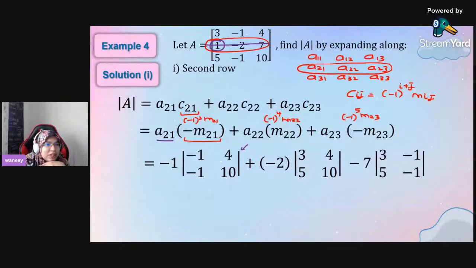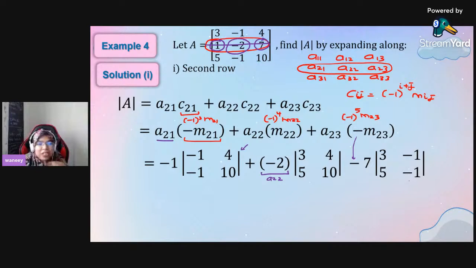A22, the value itself is negative 2. So negative 2 over here, this is A22. M22 is the determinant after deleting second row, second column. So we got 3, 4, 5, 10. And then I bring negative in front over here. A23 is 7. So this is negative 7 and then you delete second row, third column. So you are going to get 3, negative 1, 5, negative 1.